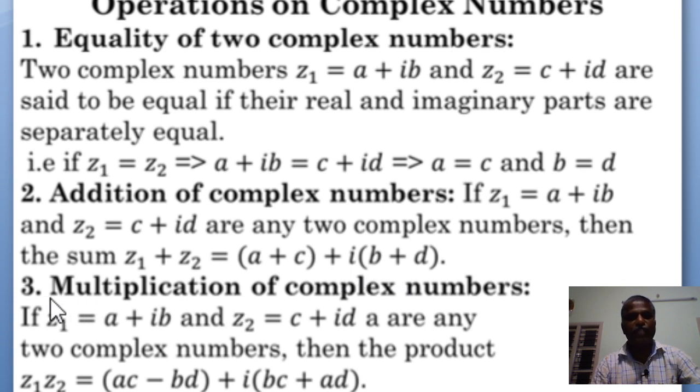So the third operation is multiplication of complex numbers. Any two complex numbers can be multiplied as usual. As in the case of real numbers, here also we can multiply two complex numbers, that is z1 z2 is equal to a plus ib into c plus id. So we have to multiply a with c plus id and ib with c plus id. So we get ac minus bd plus i into bc plus ad, which is again a complex number.